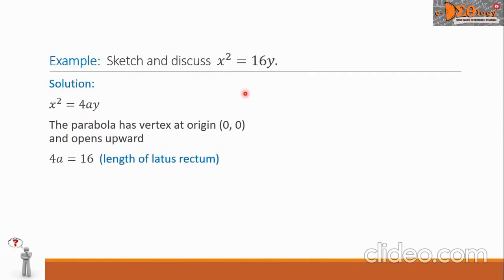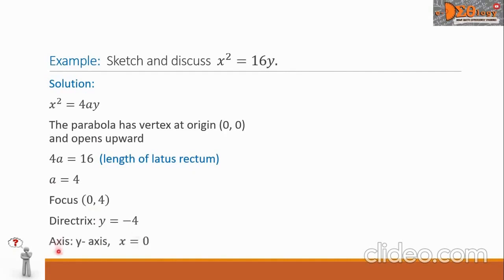Taking now that value 16 because that is equal to 4a, first we know that this is the length of latus rectum. And then let us solve for a. Dividing this equation by 4 because that is the coefficient of a, we will get the value of a equals 4. From here, we can say that the focus has coordinates (0, 4), while the directrix is aligned with equation y equals negative 4.